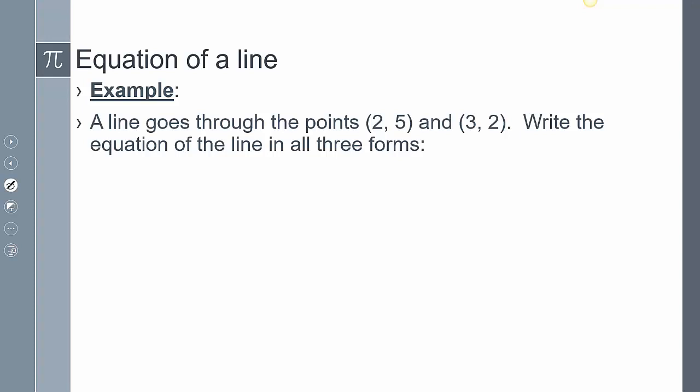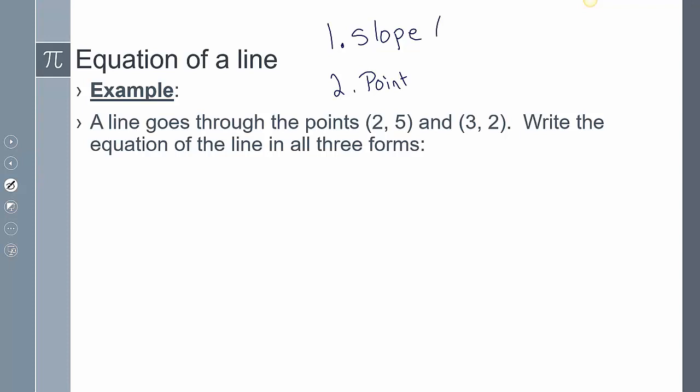So we'll start off with an example. It says a line goes through points (2, 5) and (3, 2). Write the equation of a line in all three forms. So there's going to be three forms to an equation of a line that we're going to be using. Now if you notice our basic information, we're going to need two things: a slope and a point.